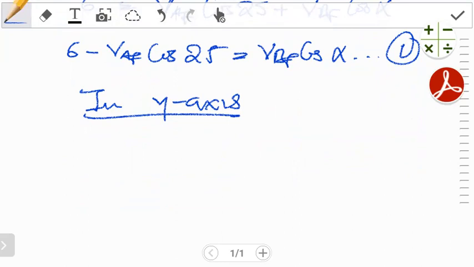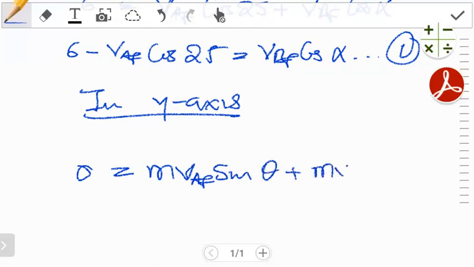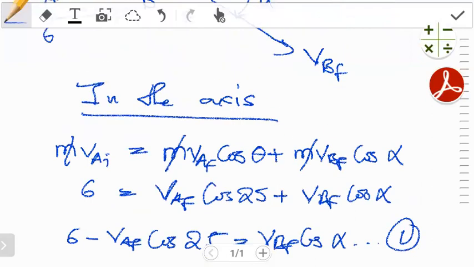And then mass B was also at rest, so it has no momentum in the y initially. So the left-hand side from the conservation of momentum is 0, but the right-hand side will have values. So we're going to have m, the mass of A, multiplying the final velocity of A, but to get its y component, we'll say sine theta, plus the mass of B, the final velocity of B, sine alpha. But when you look at this, alpha is an angle in the fourth quadrant.